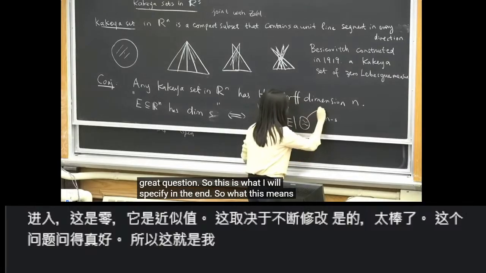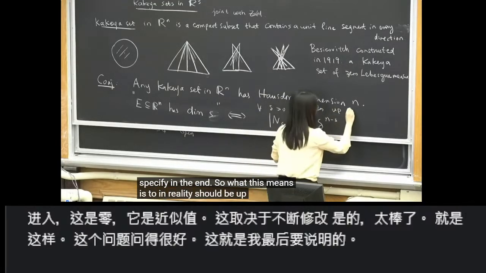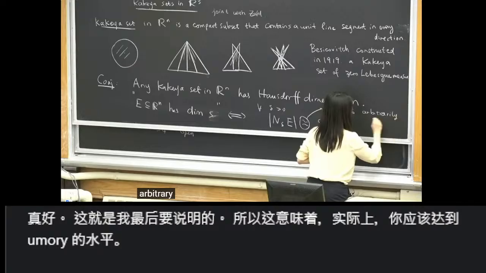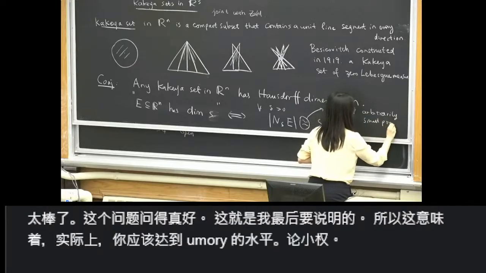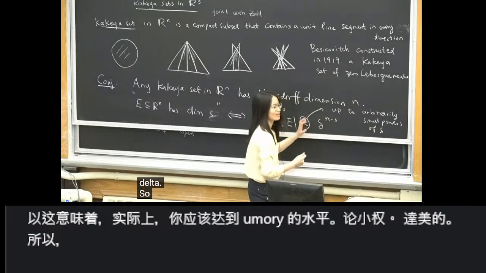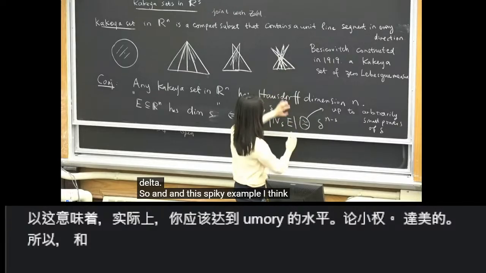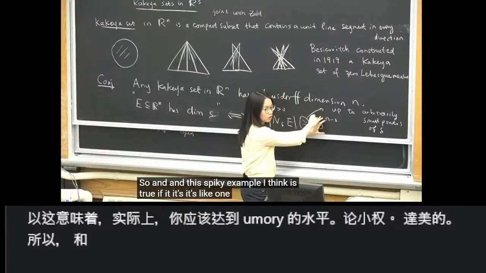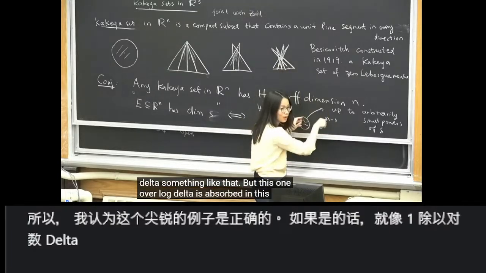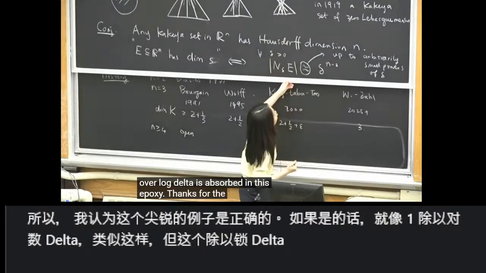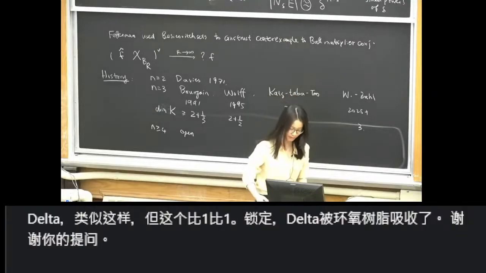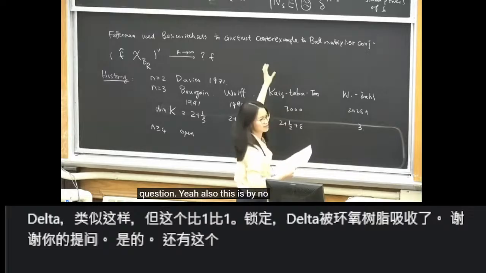So what this means is, in reality, it should be up to arbitrarily small powers of delta. And in this spiky example, I think it's true if it's like 1 over log delta, something like that. But this 1 over log delta is absorbed in this approximation. Okay, thanks for the question. Also, this is by no means rigorous.